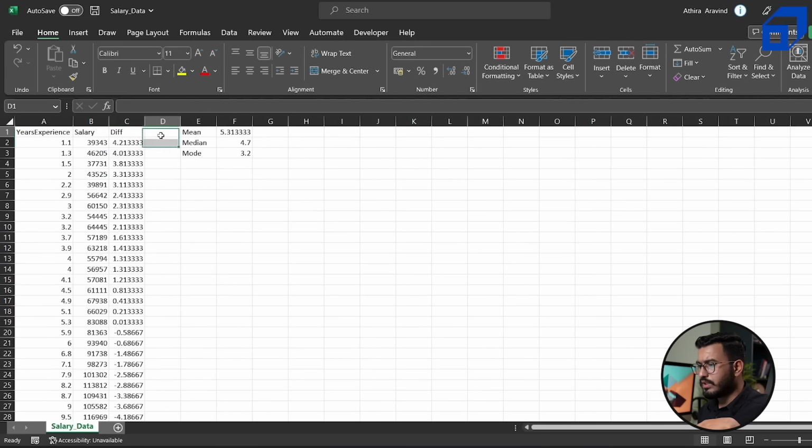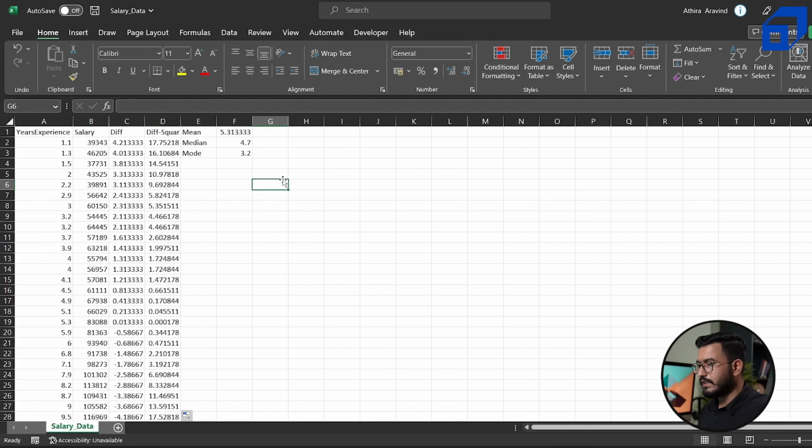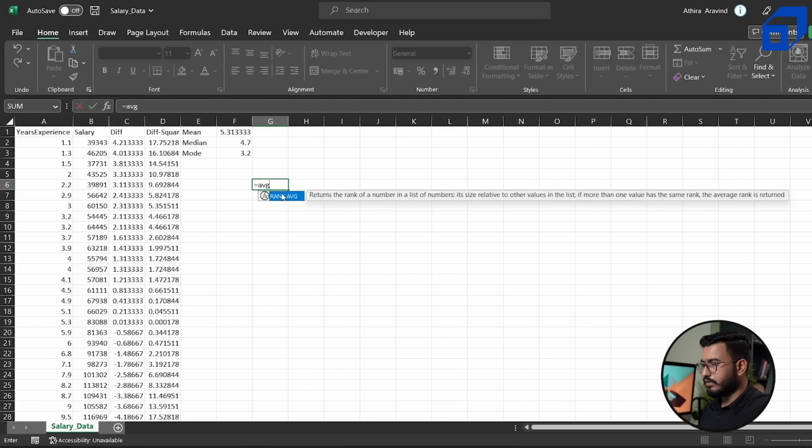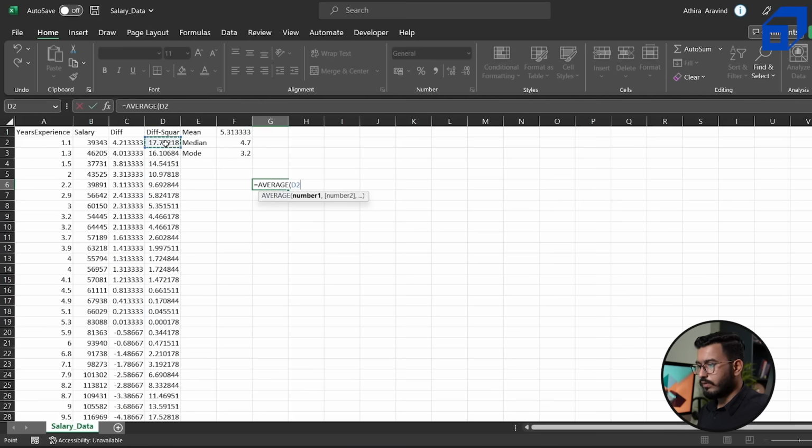The easiest solution is we take the square of these values. So diff hyphen square. And let's take the square of each value, so this value to the power of 2. And I'll expand the formula to all the rows. And now we'll take the average of all these values. So is equal to average of all these values.